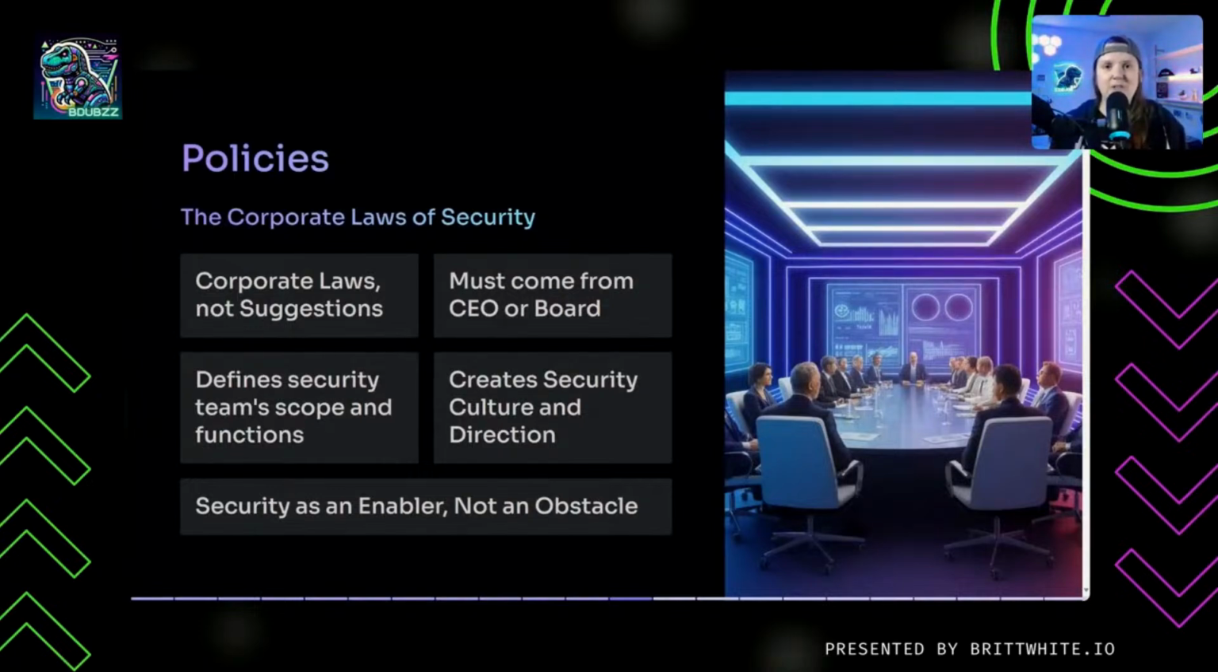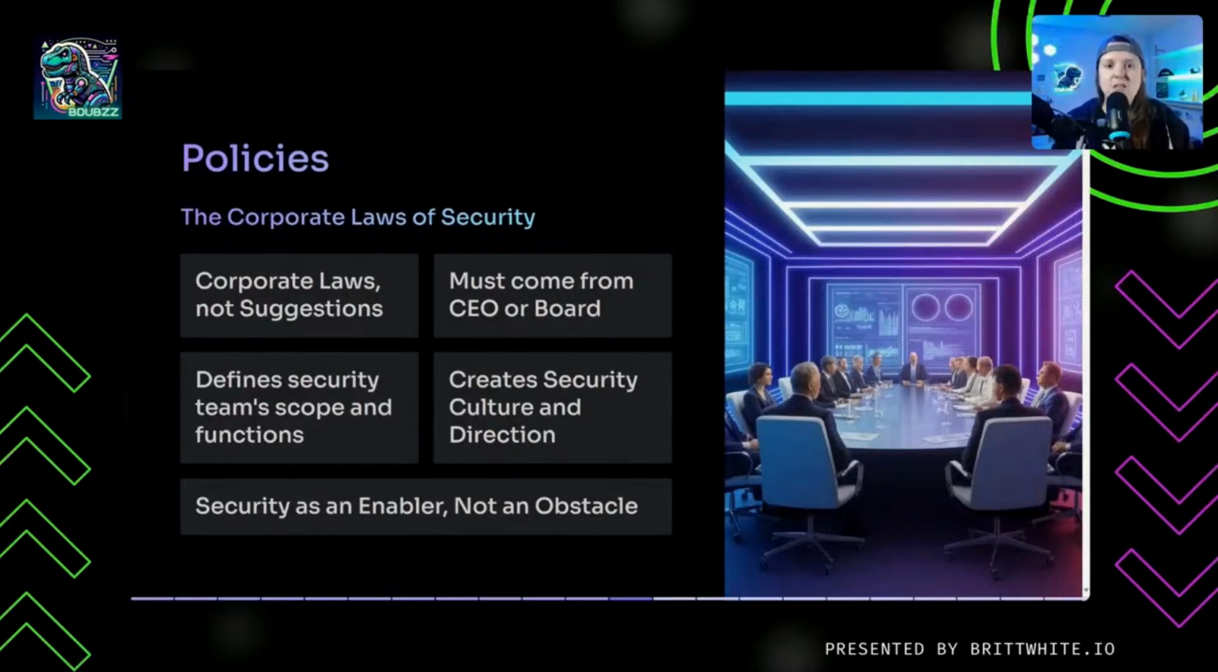Policies also map out the security team's turf, their functions, their scope. What are we protecting? What do we actually do? Boundaries and responsibilities. Policies draw these lines. And policies aren't just suggestions, they're the corporate law. They must be created by management, stamped with approval, and then blasted across the organization.